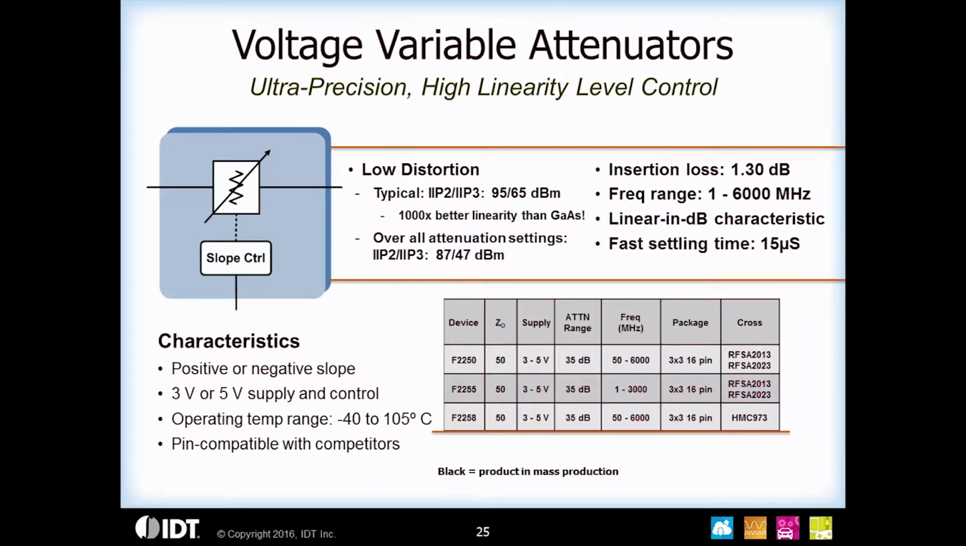We also have voltage variable attenuators, which provide ultra precision high linearity. With our VVAs, we have low distortion with an IP3 of 65 dBm, which enable us to have almost 1,000 times better linearity than gallium arsenide technology products. Insertion loss is small with 1.3 dB, and the frequency range goes all the way up to 6 gigahertz. With a VVA, the characteristic is linear in dB, and we can offer you devices with both positive or negative slope.